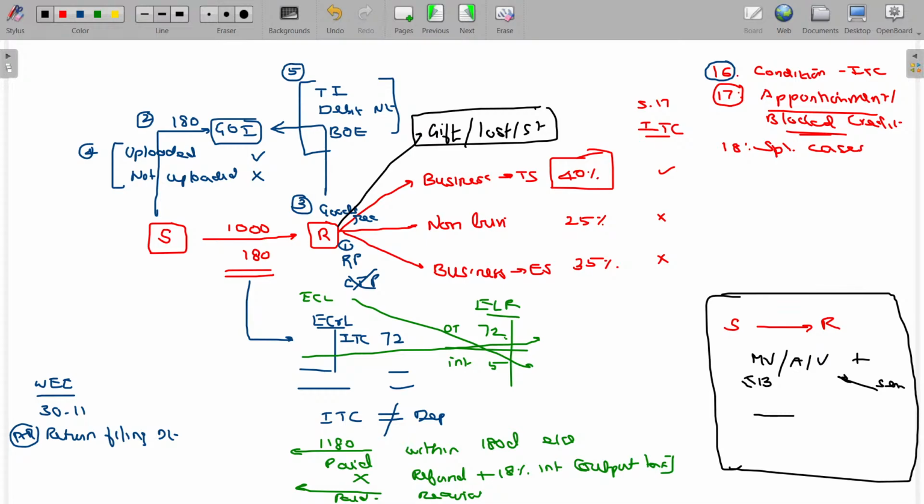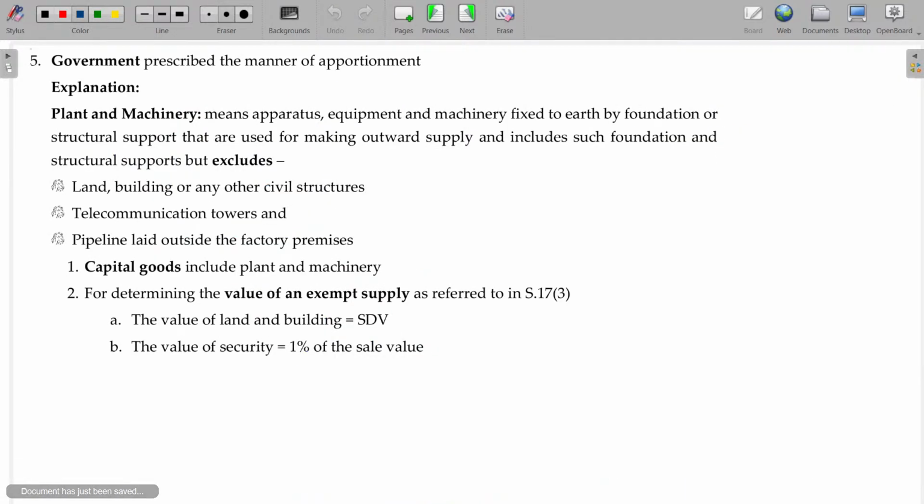Let's now start with the special cases, 18th. Special cases. Before I go further, what happens in case of apportionment, especially a works contract for constructing a building, as well as any immovable property? Either you pay to the works contractor, he does the job on my behalf, or I can purchase the materials and construct the immovable property on my own. In those cases, ITC is not available.